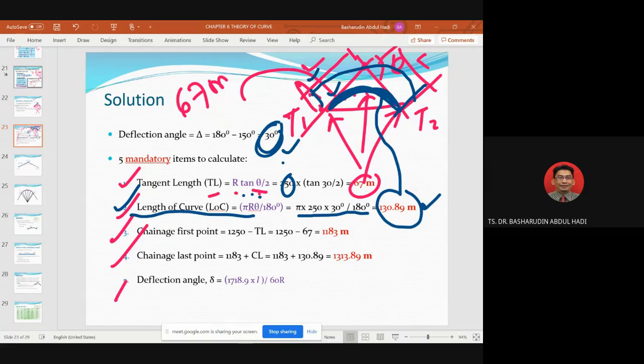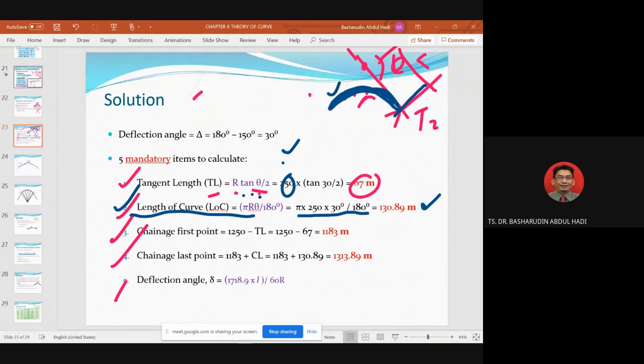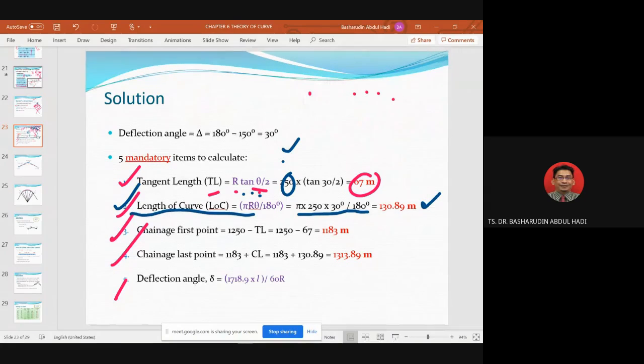Okay, so next we go to number 3. Change first point, how do we want to calculate? So do you understand this one? Okay, let me erase this one first. We erase. Okay. So chainage for the first point.